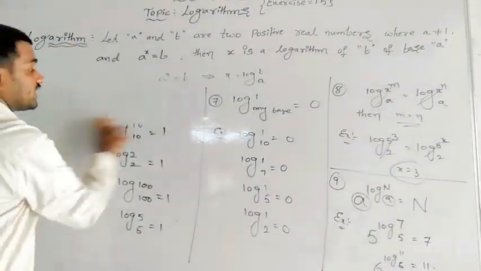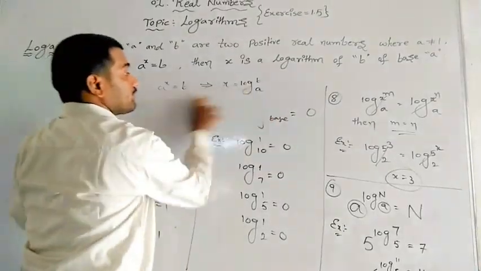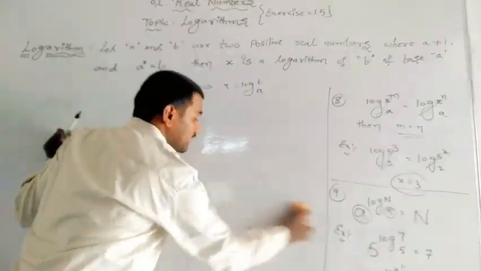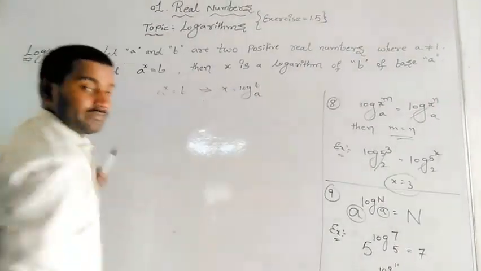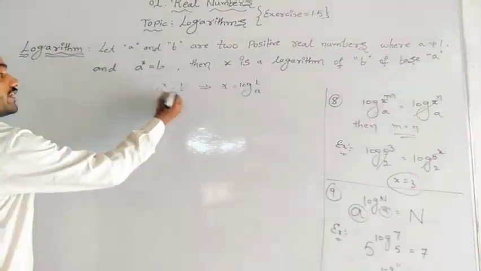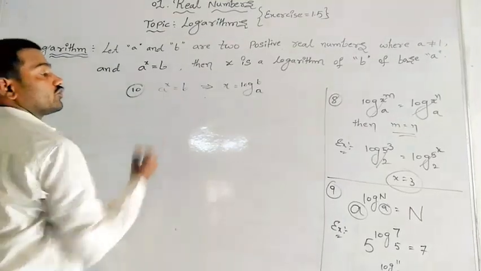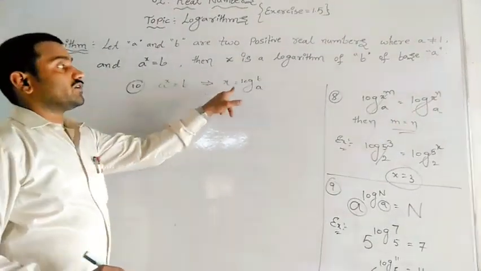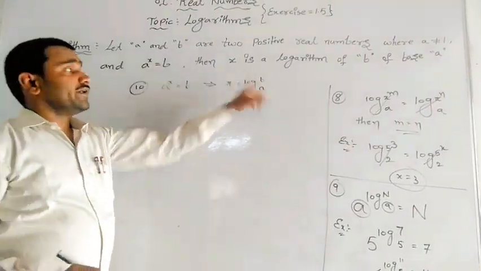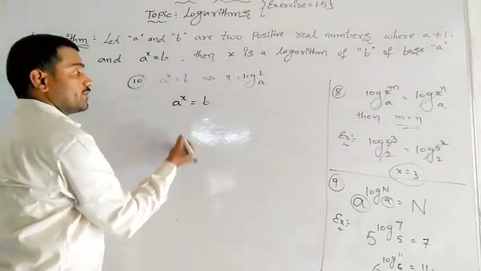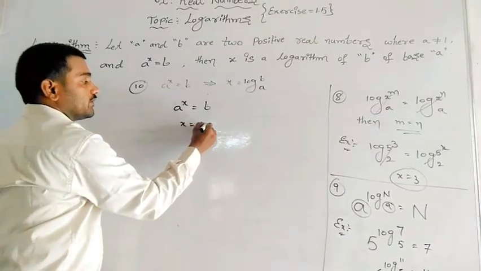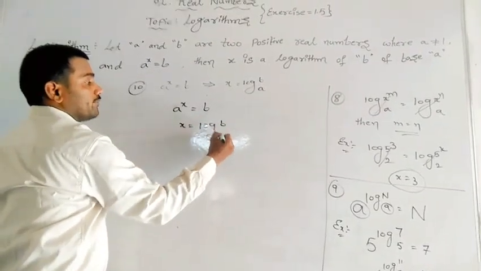The last formula, the 10th formula, is the exponential form and logarithm form. What is the exponential form? Here a to the power of x equal to b, then x equal to log b base a.